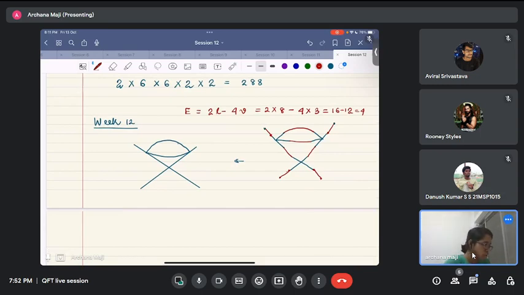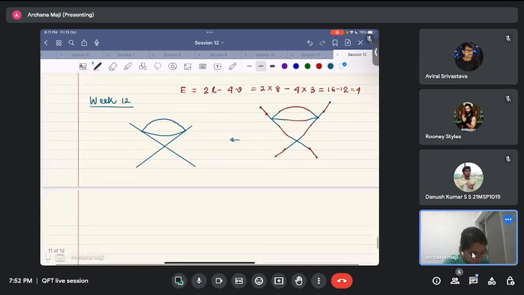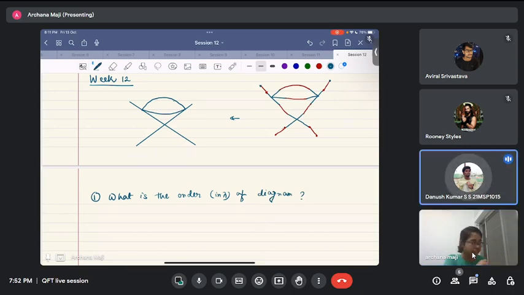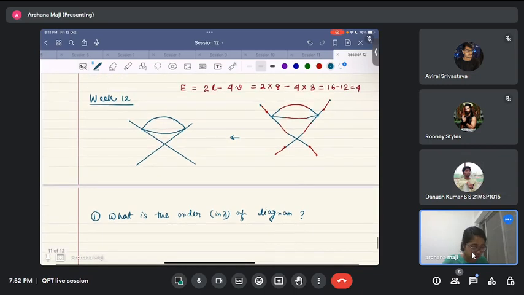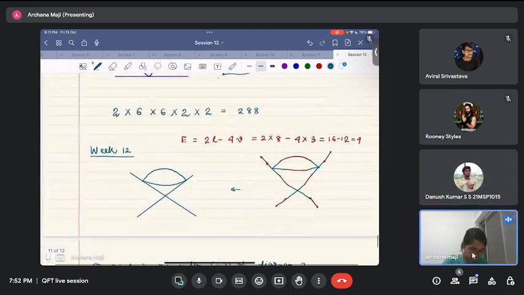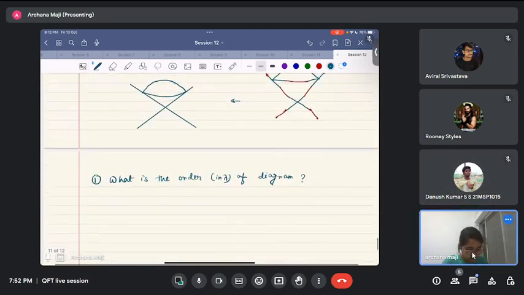Okay, so before we go to that, the first part is asking you what is the order in lambda of the diagram. Somebody, what is the order? This assignment, have you submitted, by the way? Not yet, ma'am. Then I'm giving you the answers. We are not supposed to. But you tell me, what is the order in lambda? 3. Why? Because there are 3 vertices. From each vertex you get 1 lambda. So that means it is 3.